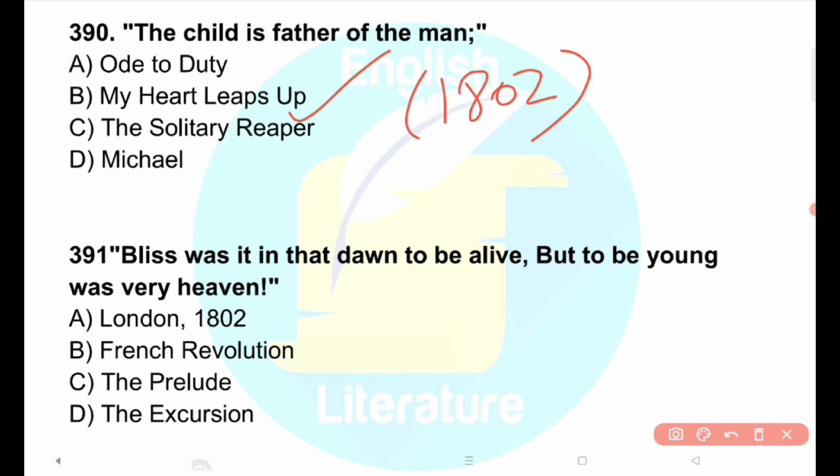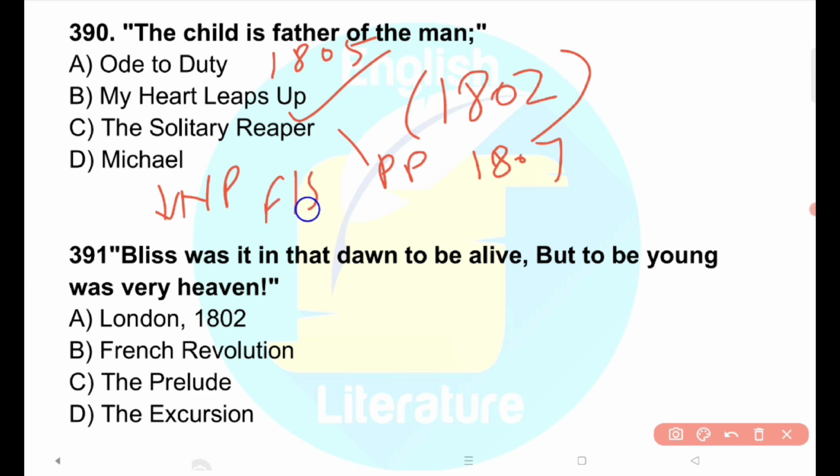Ode to Duty, written in 1805, is about moral responsibility and duty, not childhood influence. The Solitary Reaper, a pastoral poem about Highland girls singing, published in 1807. Michael, a narrative poem about a father and son relationship, published in 1800.